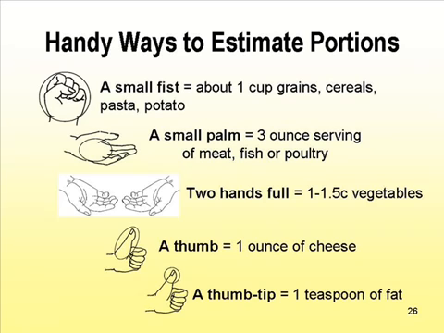So portion size basically is a fist of your grains, and then your meat will be 3 ounces of meat, which is approximately your small palm minus your fingers. And this is going to be very handy.